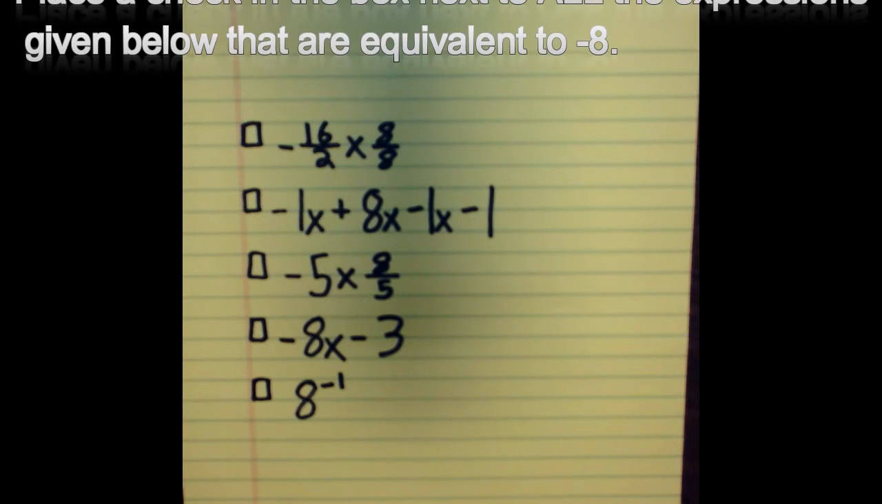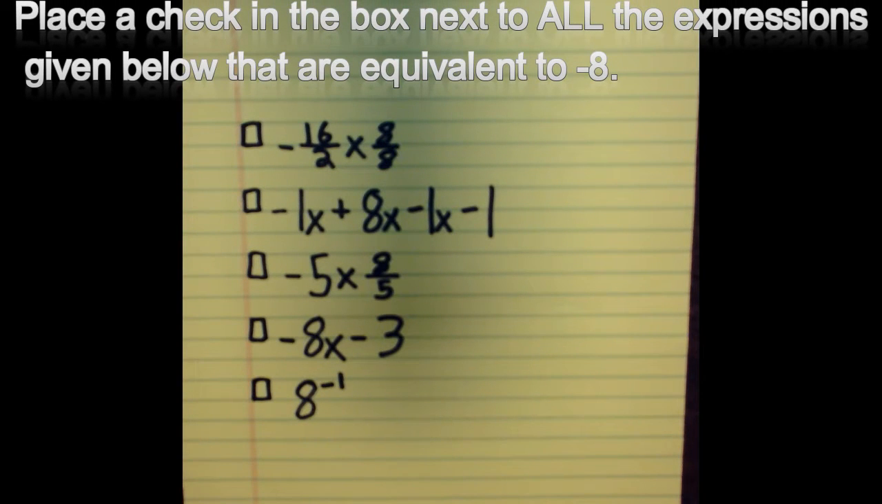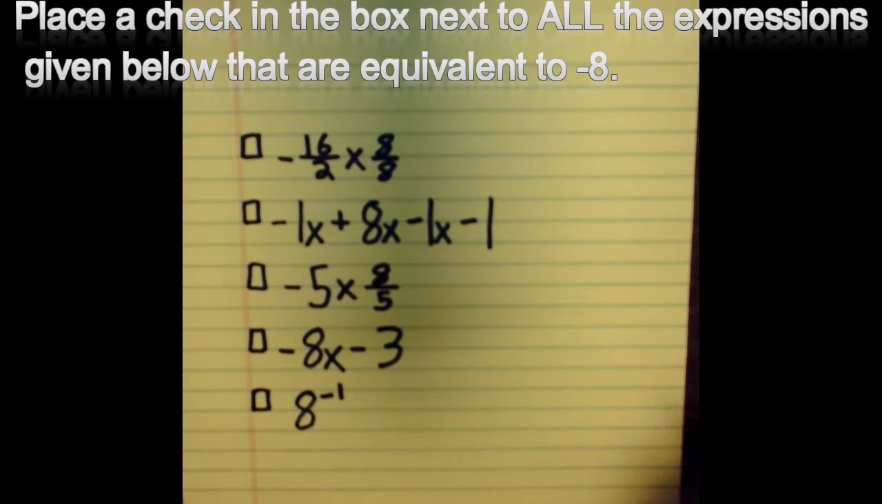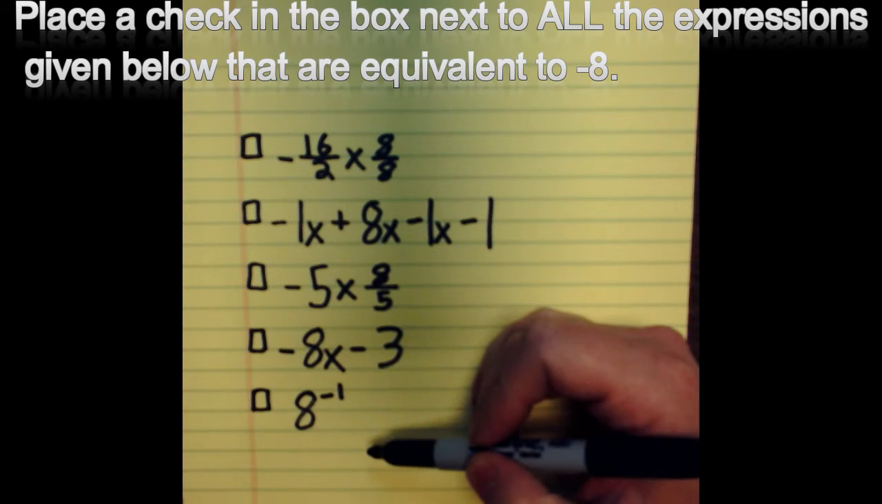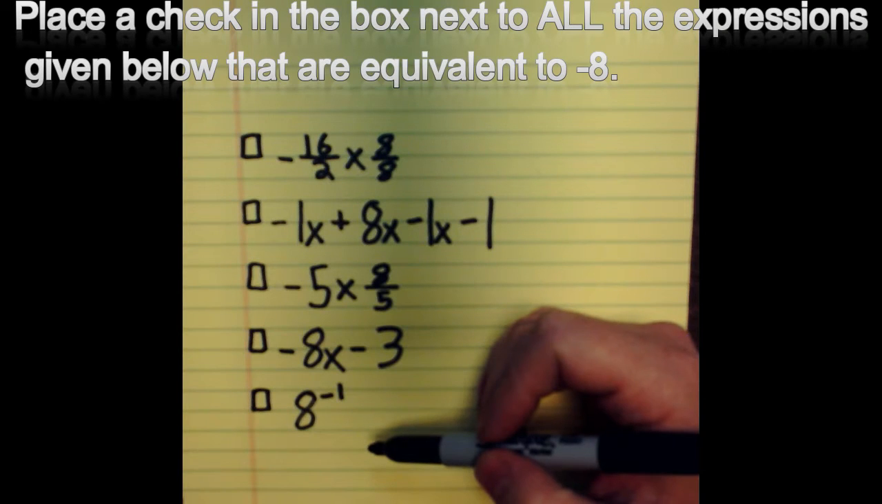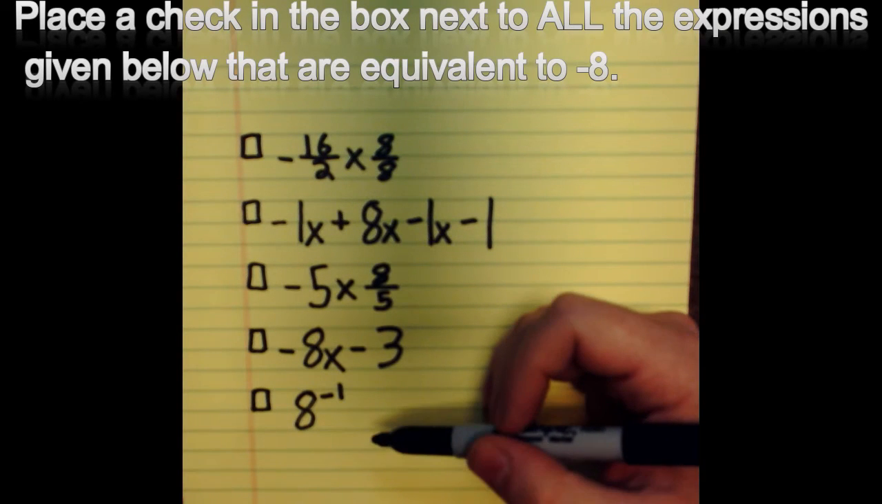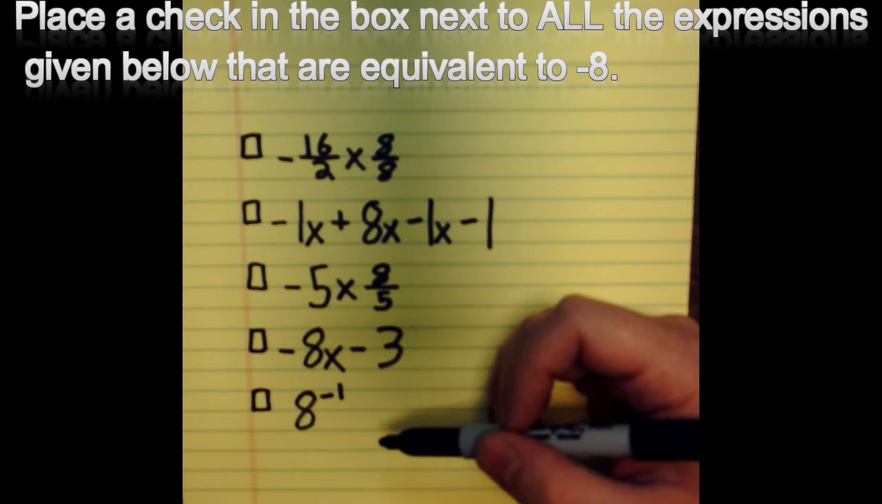Yes, this video is going to help us with problem 3 of week 1, day 1 on your FSA review packet. This problem says to place a check in the box next to all the expressions below that are equivalent to -8. So to solve a problem like this, we need to take each individual selection, simplify it as far as we can, and see if it indeed equals -8, because that's what equivalent means.